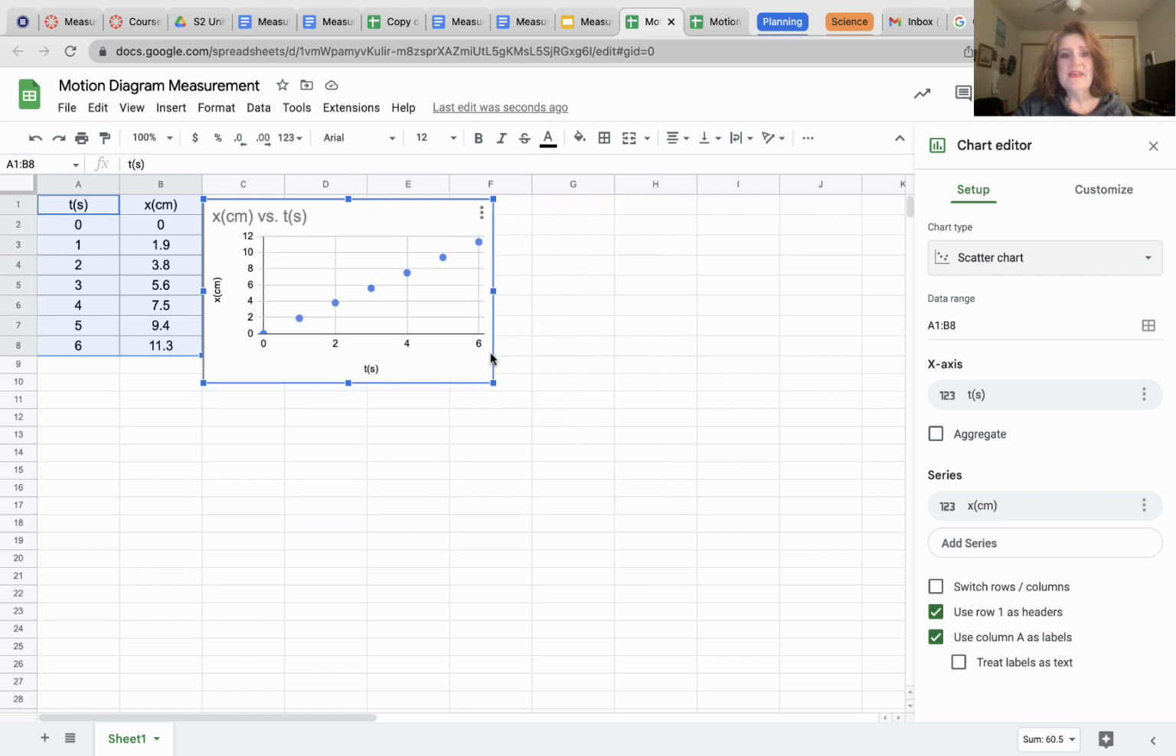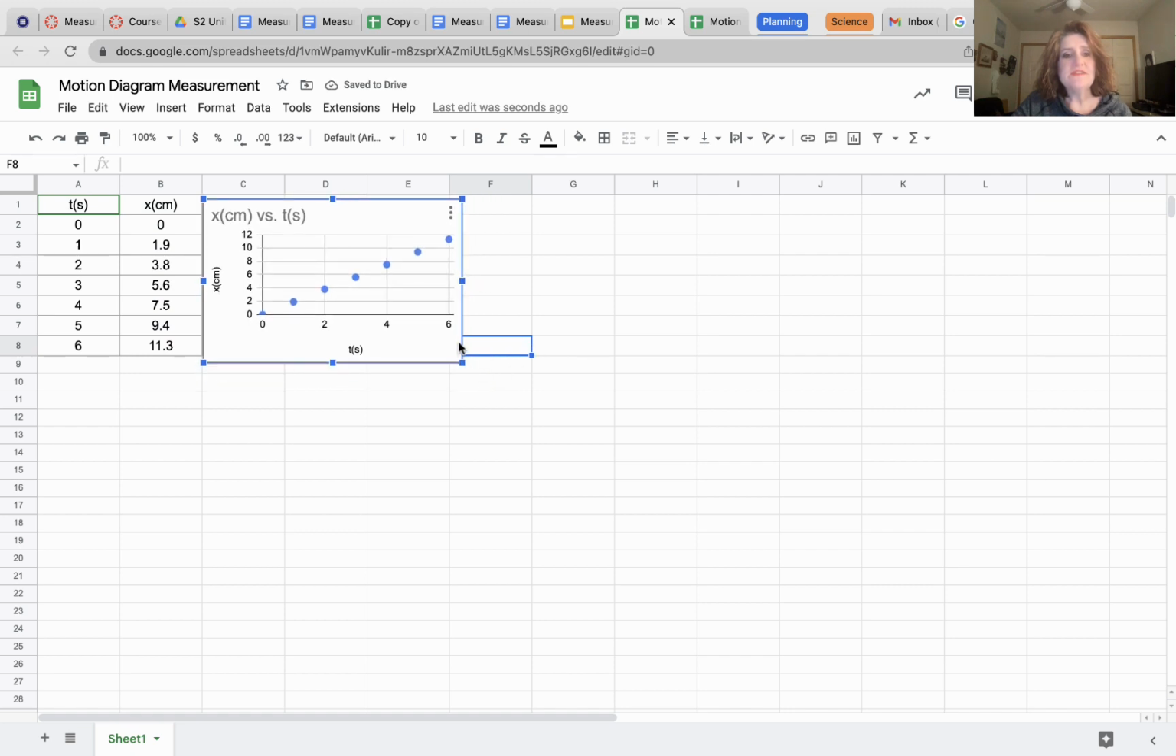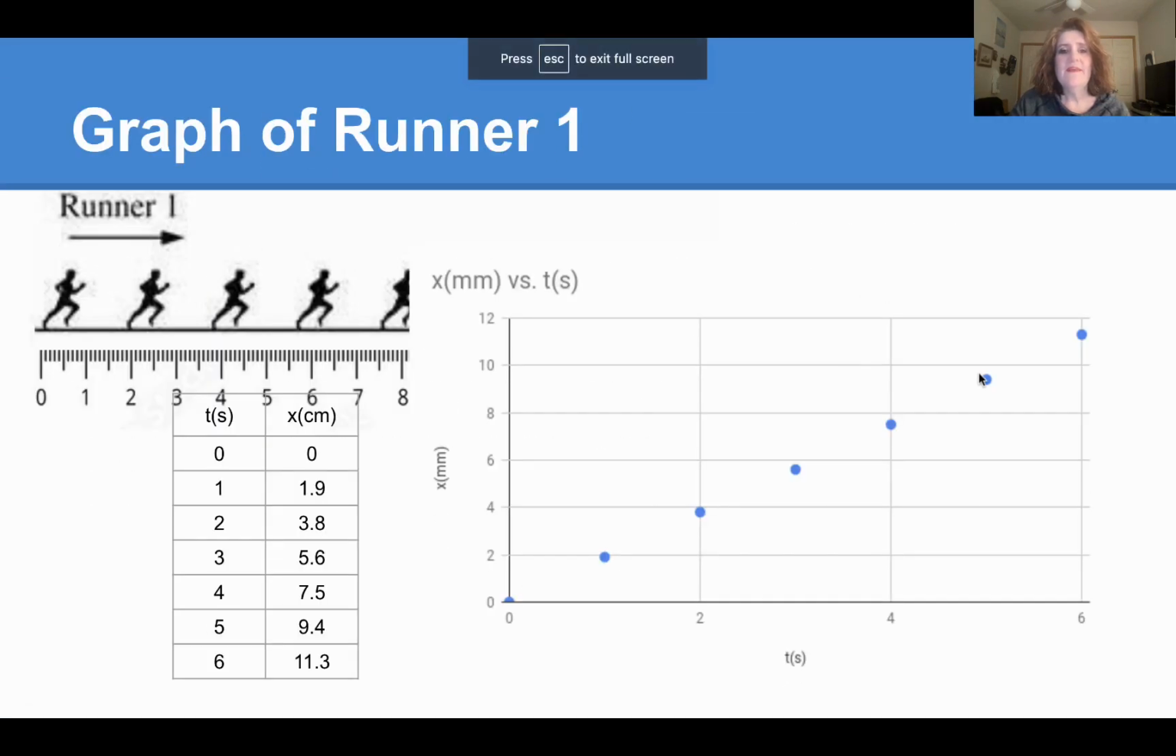I want to shrink it down just a little bit so I can get a better picture, a better snapshot, if you will. And I'm going to actually take a snapshot of this and paste it into my assignment. And it would look like this.